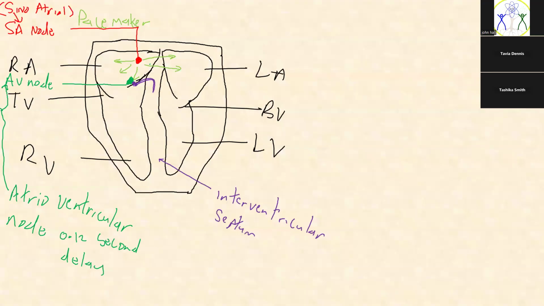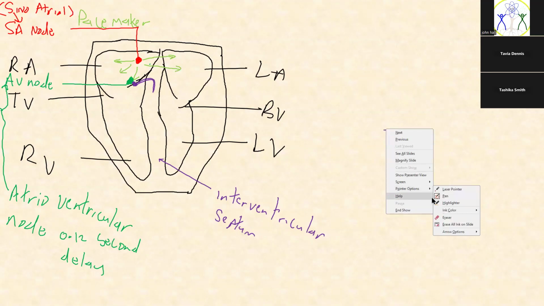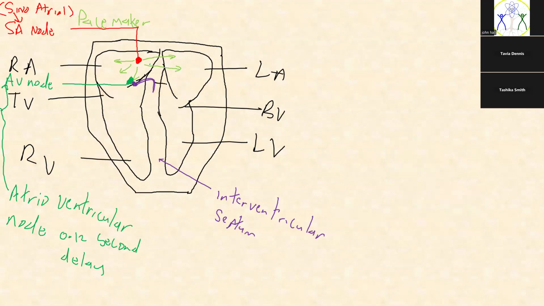So remember now, the AV node waits the 0.12 seconds and then sends its own signals out to a special structure. And this special structure leads from the AV node into the septum. And this structure is known as the bundle of His. So it's in purple here. That's the bundle of, H-I-S, pronounced His. It's not an English word. Just go with it, right?